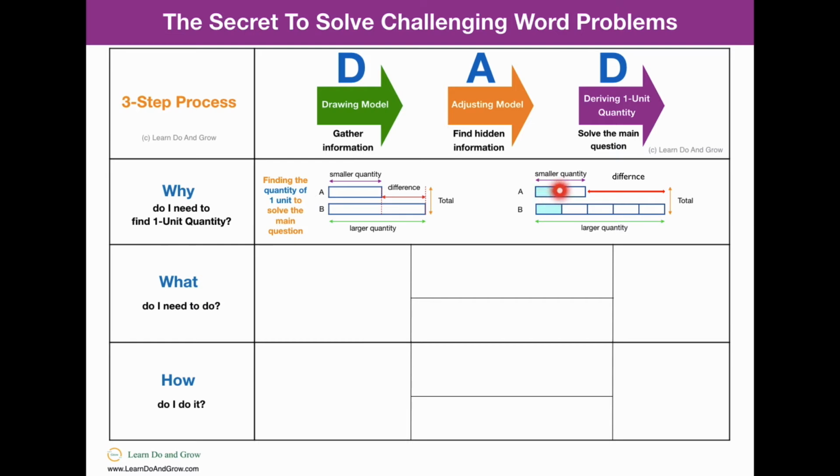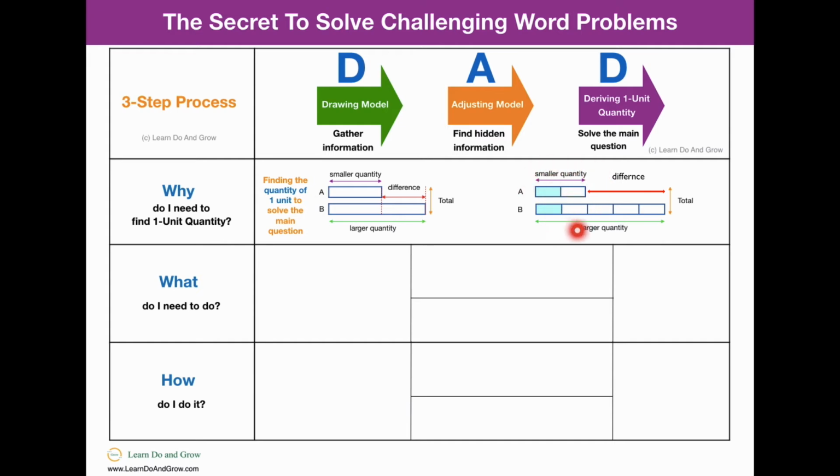The moment we can find one unit over here, regardless of what the question is asking, we can find it. For example, if the question asks me to find the total, very simple: 1, 2, 3, 4, 5, 6, 7. Just take one unit times 7. What if they ask you to find the smaller quantity? The smaller quantity has how many units? 1, 2. We can find that.